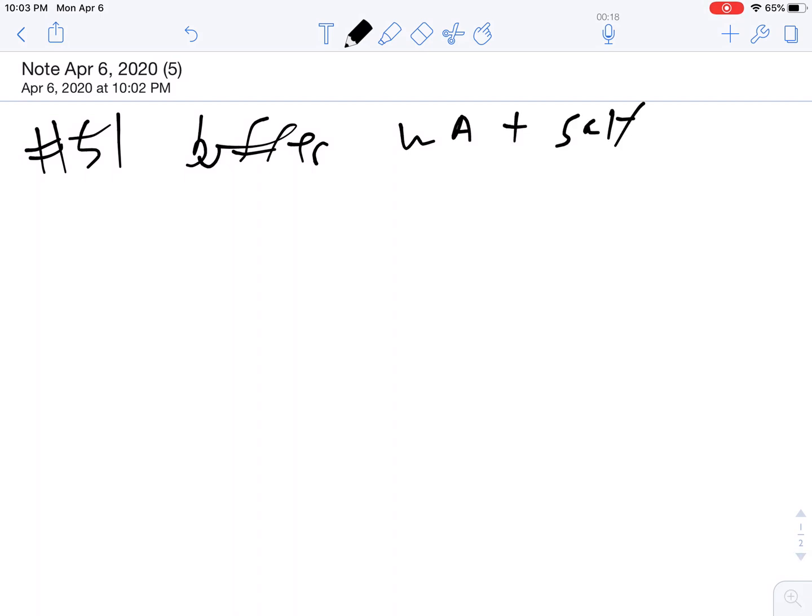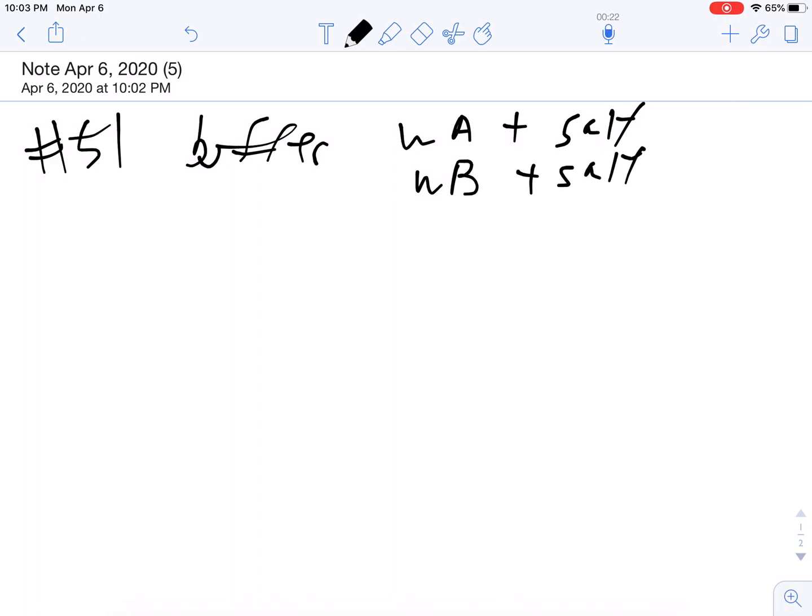So number 51 is, I think, trickier than it looks. It asks you which of those solutions is a buffer. Well, in order to make a buffer, you know you need a weak acid and a corresponding salt, or you need a weak base and a corresponding salt.